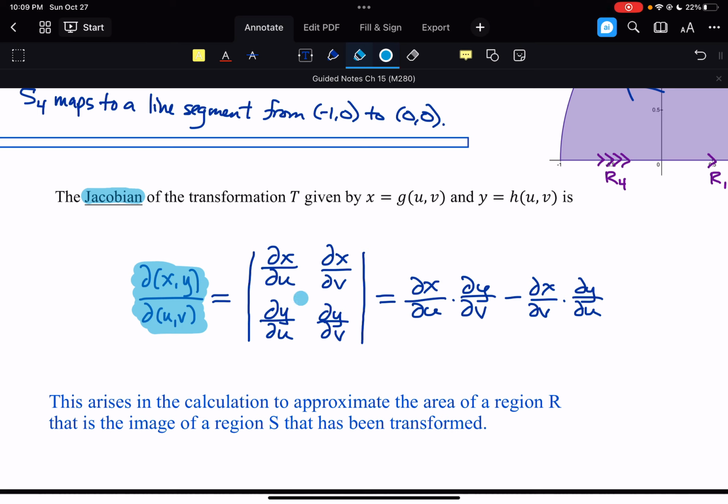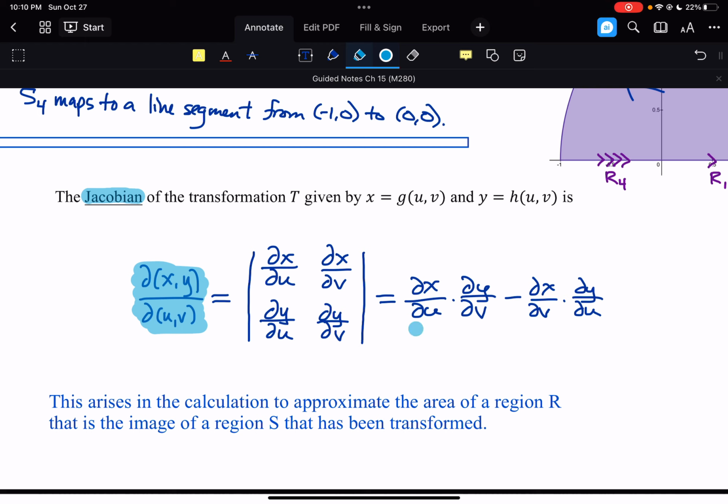So remember determinants from when we did cross products a long time ago. A 2 by 2 determinant with the corresponding partial derivatives in its components. So partial x with respect to u, partial x with respect to v, y with u and y with v. Then we take AD minus BC, so partial x with respect to u times partial y with respect to v minus x with v times y with u.